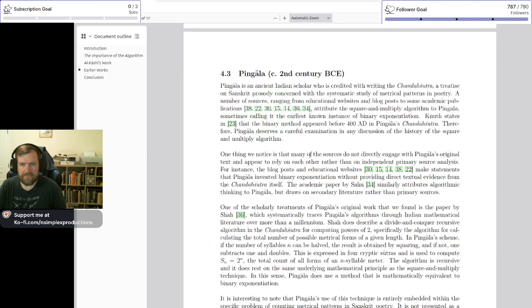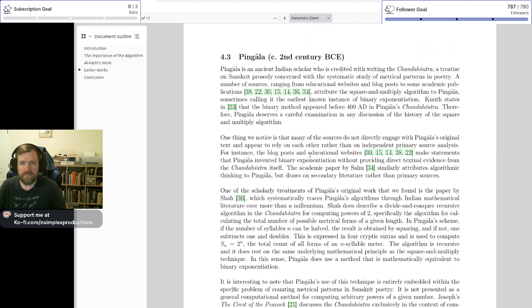Okay. So, Pingala, ancient Indian scholar who is credited with writing Chanda Sutra, the treatise on Sanskrit prosody concerned with the systematic study of metrical patterns in poetry. A number of sources ranging from educational websites and blog posts to some academic publications attribute the square and multiply algorithm to Pingala, sometimes calling it the earliest known instance of binary exponentiation.